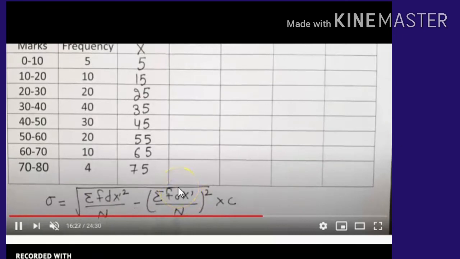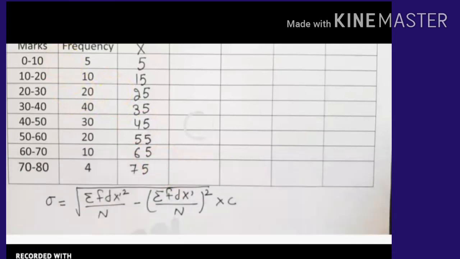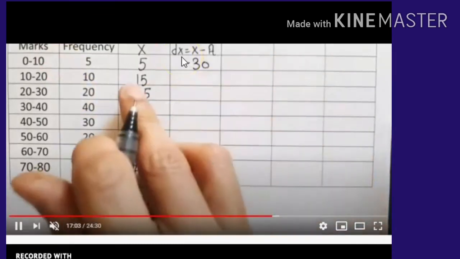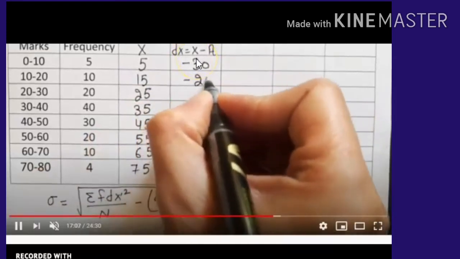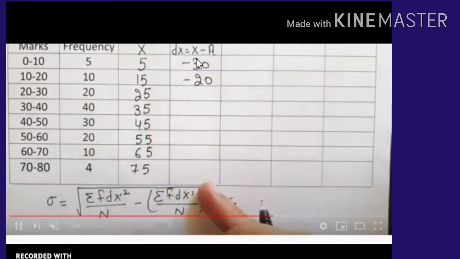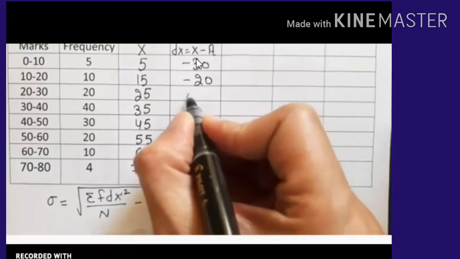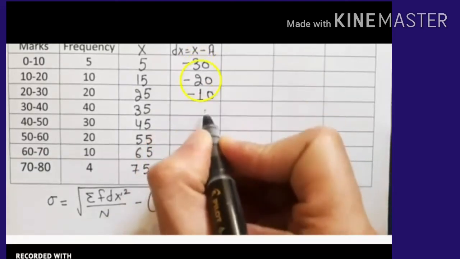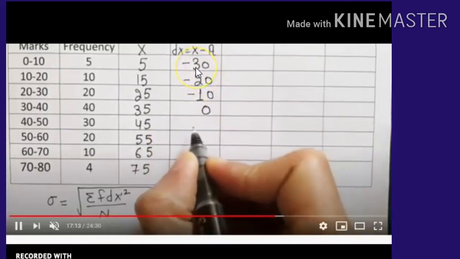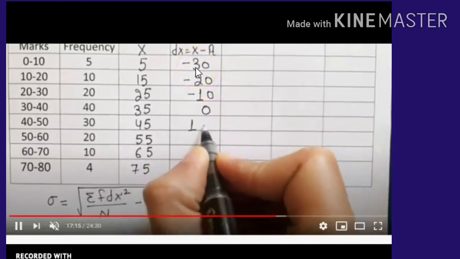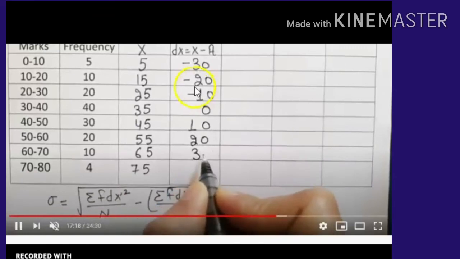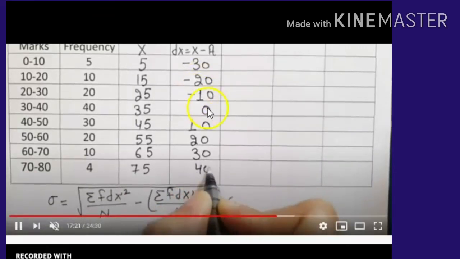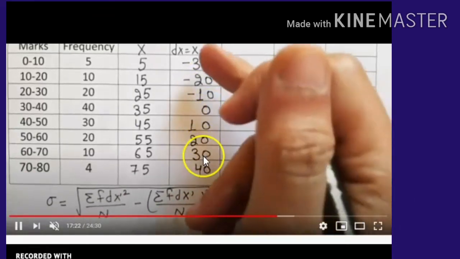So how will you find it? The next column needed is the d column or dx column. The formula is x minus a. Here we are taking a as 35. So you can just write minus 30 here, that's 5 minus 35, which is minus 30. Here minus 20, minus 10, 0, 10, 20, 30, 40.